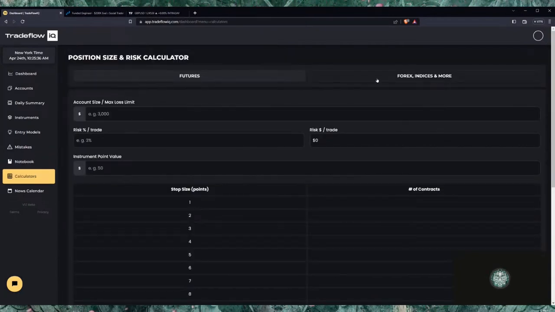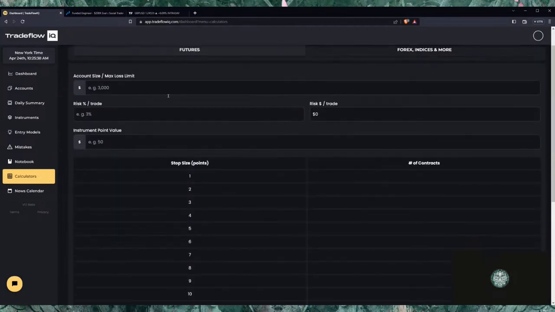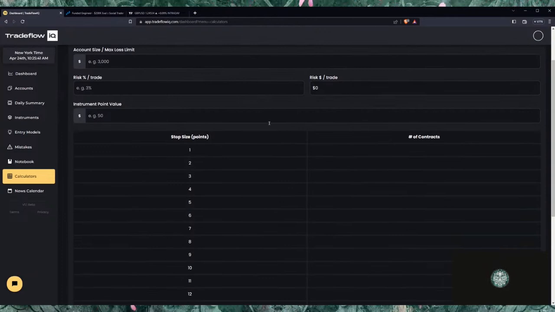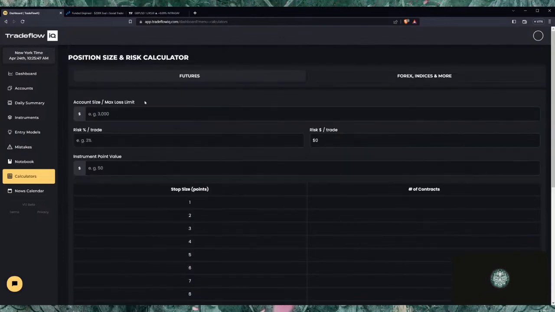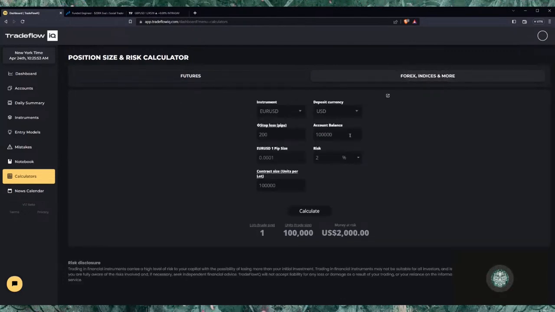Calculators, we have futures and Forex indices for account size, risk per trade. It'll spit out what your stop is, how many points you're actually risking, and it'll tell you the number of contracts that you can afford to either short or go long. Same thing for Forex. It'll automatically tell you your unit size. So this is not lot size. If you're trading on MT4, you're actually going to have to figure this out, so it automatically tells you the lot. Either way, if you're trading on TradingView, it'll ask for units. And I believe it does the same thing on FX Trade and some other platforms. But if you're trading on MT4, it'll spit out the lot size, which is nice.